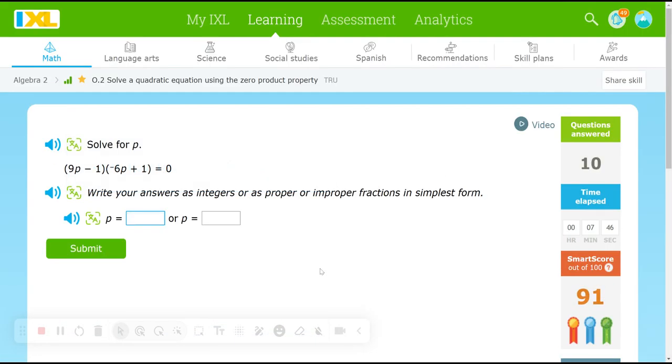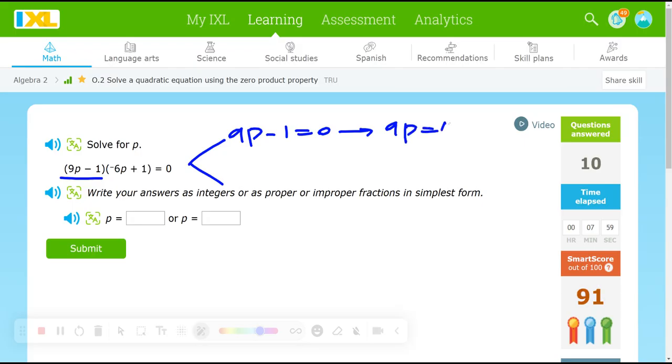Okay? Same thing. Ooh, something a little fancy, but it's not a big deal. Alright? 9p subtract 1 equals 0. So 9p equal number 1. Divide 9 on the right side, so p equal 1 over 9.